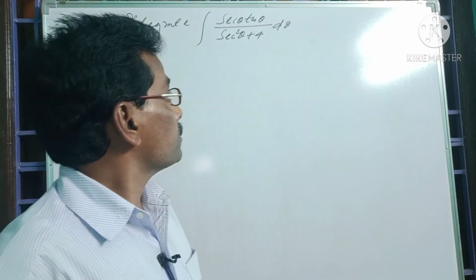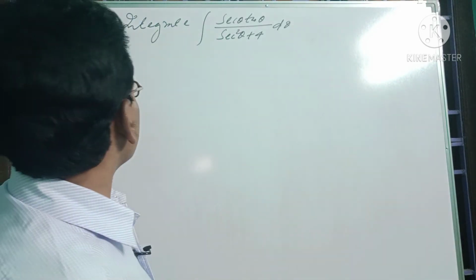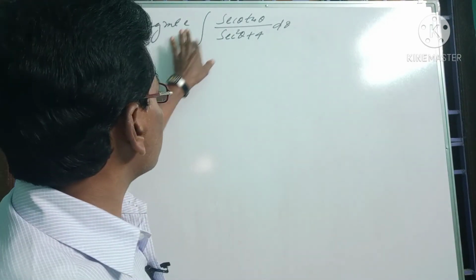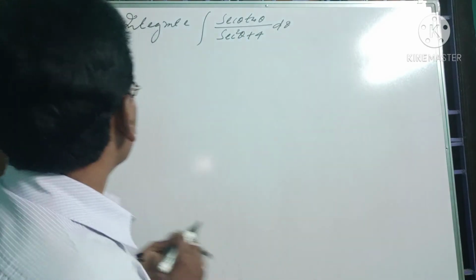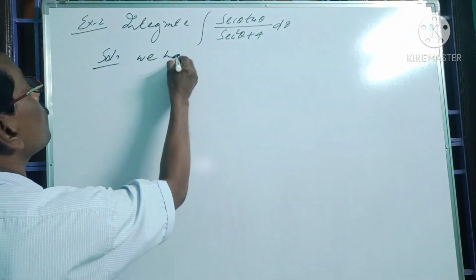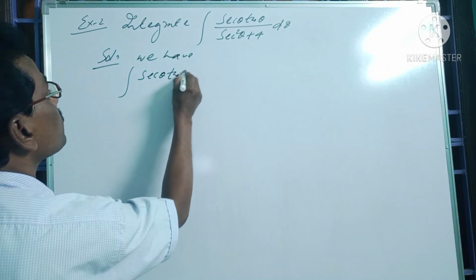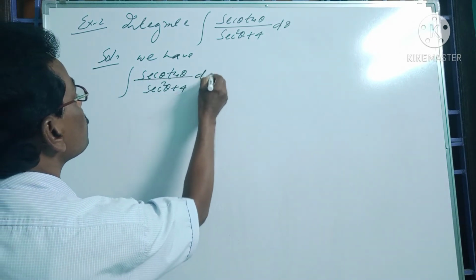So now let us try to solve an example using that formula. That is, now we have to integrate the second example, the integration of sec theta tan theta by sec square theta plus 4 with respect to theta. So we have the solution: integration of sec theta tan theta by sec square theta plus 4 with respect to theta.